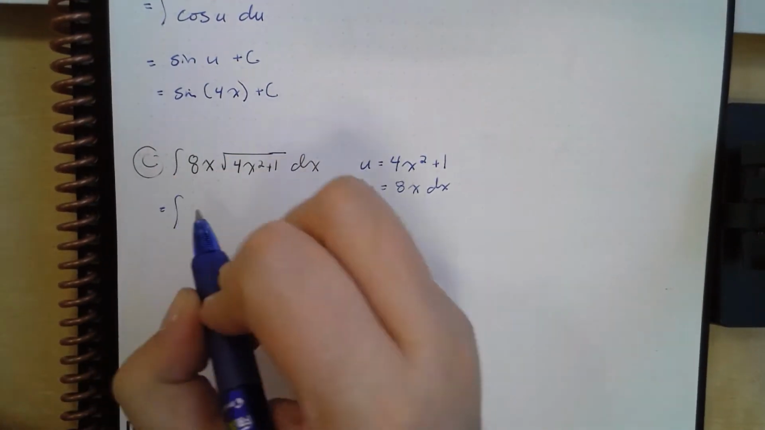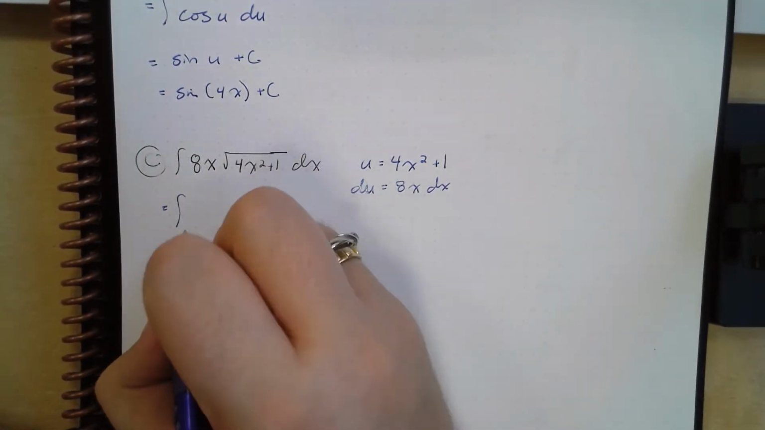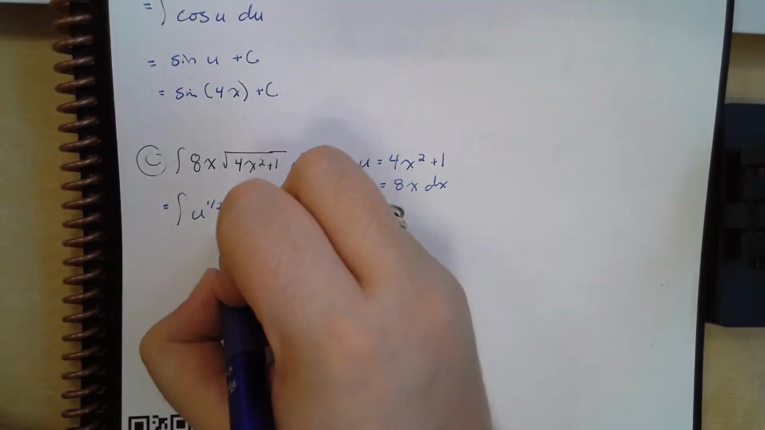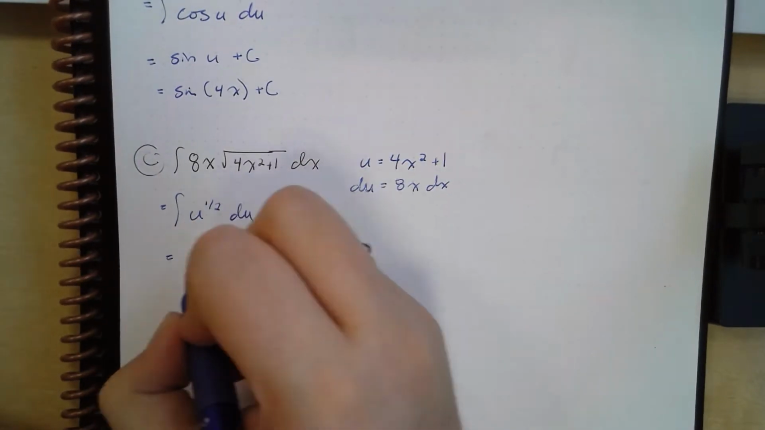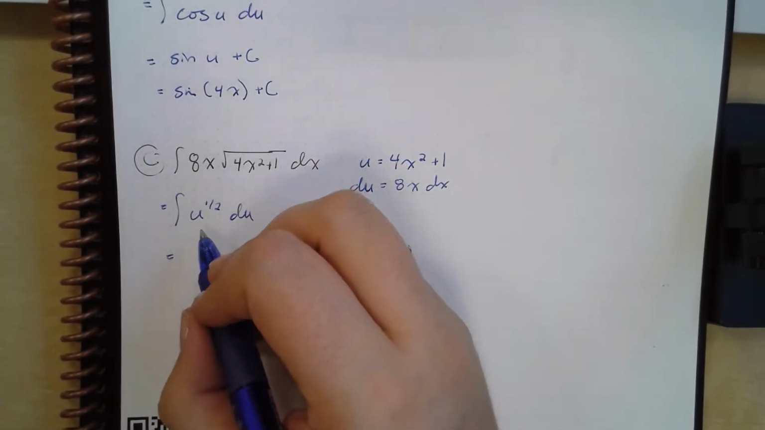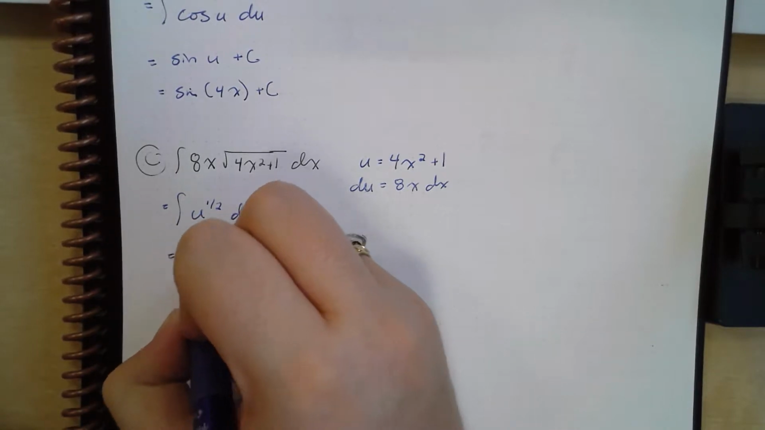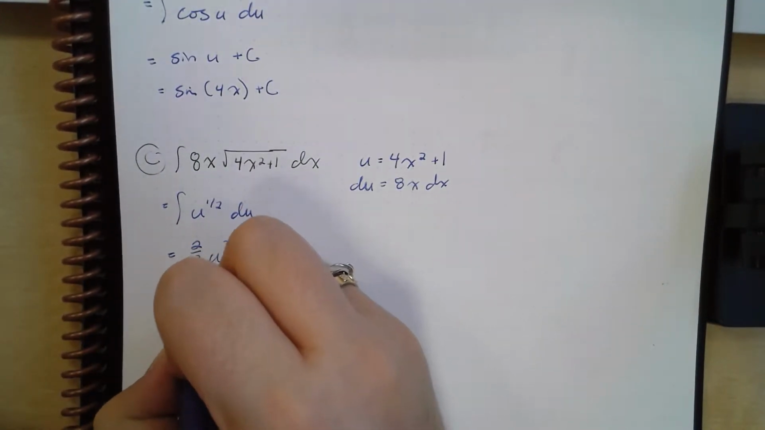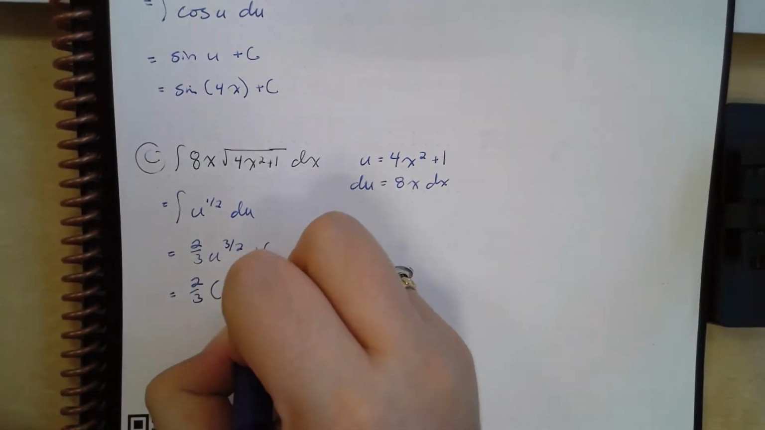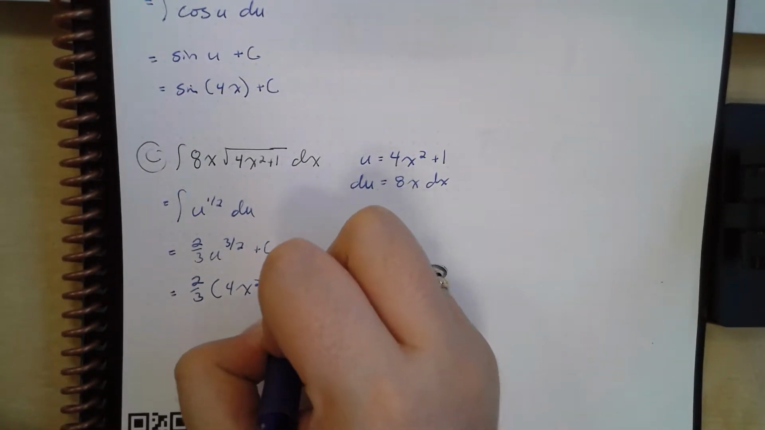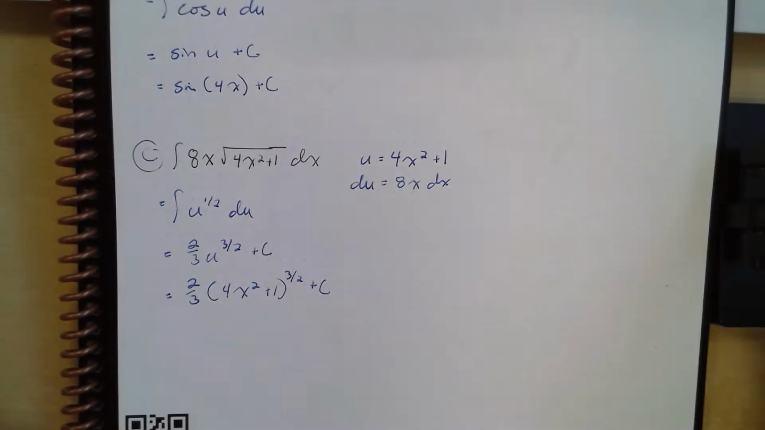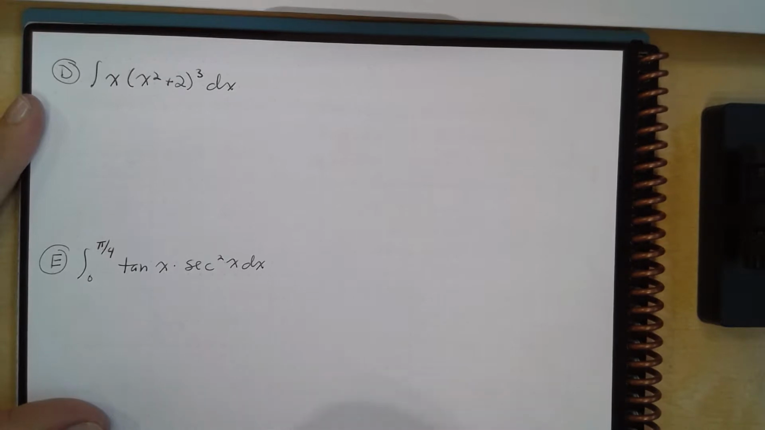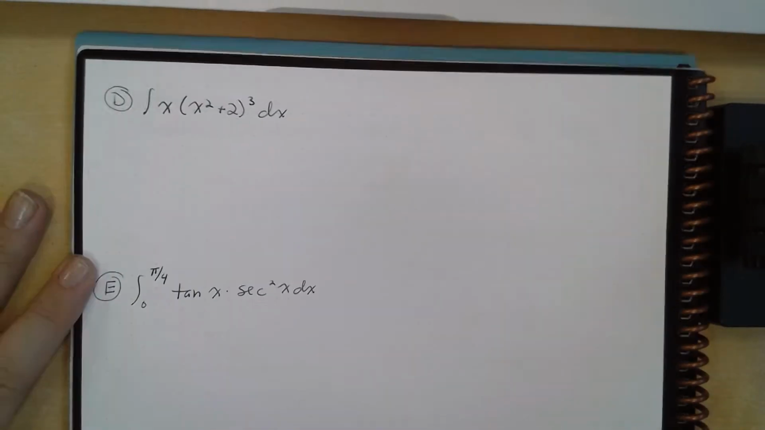So I'm going to have the integral of, if I've got 8x dx, I'm actually just going to write u to the 1/2 du. That's easier for me. Integrating, 1/2 plus 1 is 3/2, okay? So I've got 2/3 u to the 3/2 plus c. So this is going to be equal to 2/3 times (4x squared plus 1) to the 3/2 plus c. All right? Let's do a few more examples here. Four more. Oh, I got ink everywhere.